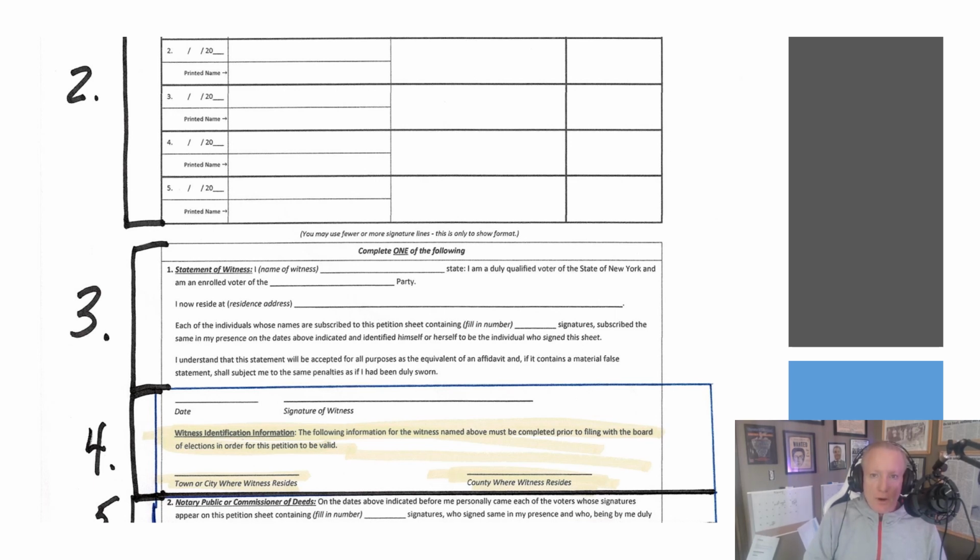Because Section 4, the Witness Identification Information section, asking for town and county, wasn't filled out on my petitions most of the time, the elections commissioner invalidated 600 Republican signatures. 600 people who were registered Republicans on the list, more than 600, were invalidated because the Witness Identification Information section was not filled out. So I blew it up just so you can see it. It just calls for town and county.